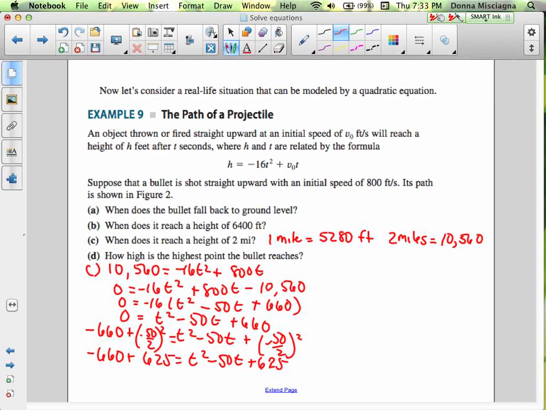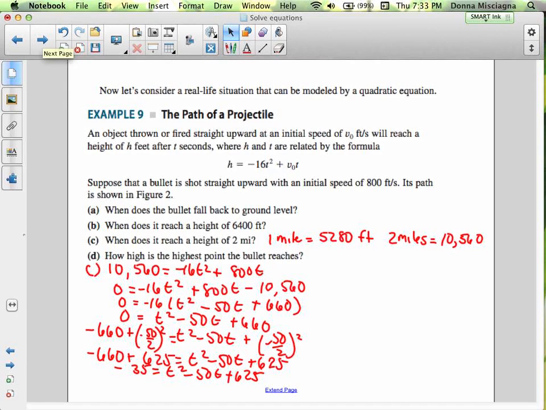And I see that we have a little bit of a problem. Because if we simplify this, we've got negative 35 equals t squared minus 50t plus 625. Now we can certainly factor the t squared minus 50t plus 625, that would be t minus 25 all squared. However, if we take a square root of both sides, what's going to happen?